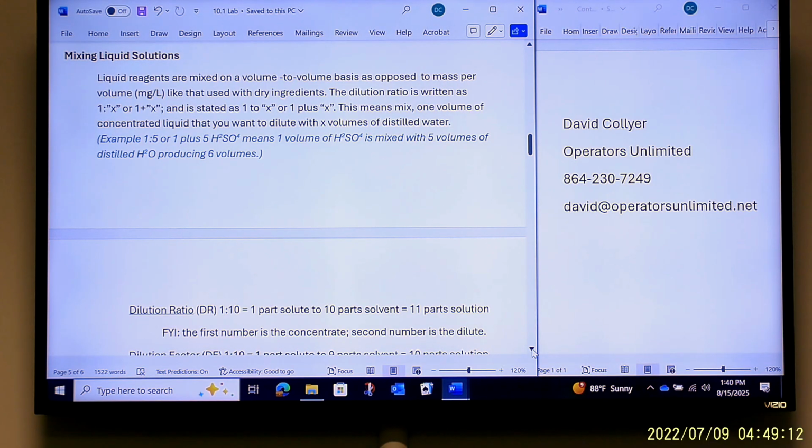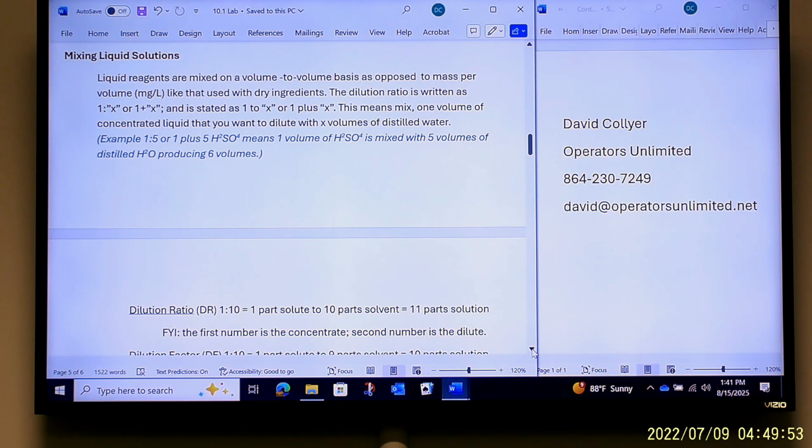The dilution ratio is written as 1 to 5 or 1 to 10. The first number is the volume of the concentrated liquid. The second number is the dilution. That's your deionized water. So the unknown volume of the water is X, the unknown. So 1 to X or 1 plus X. And it's stated as just that, 1 to X or 1 plus X.